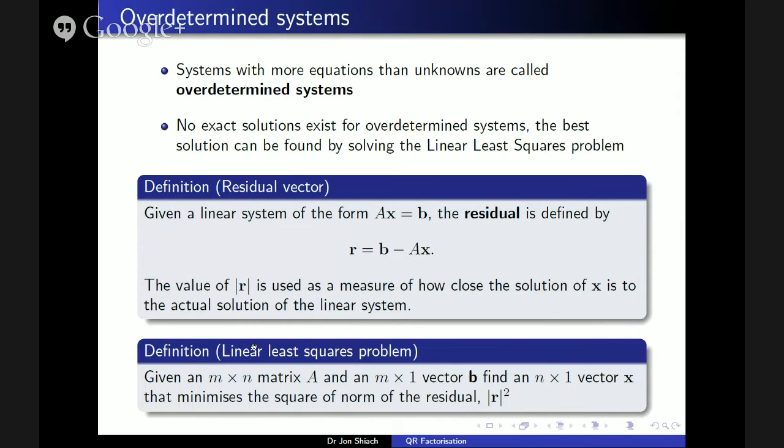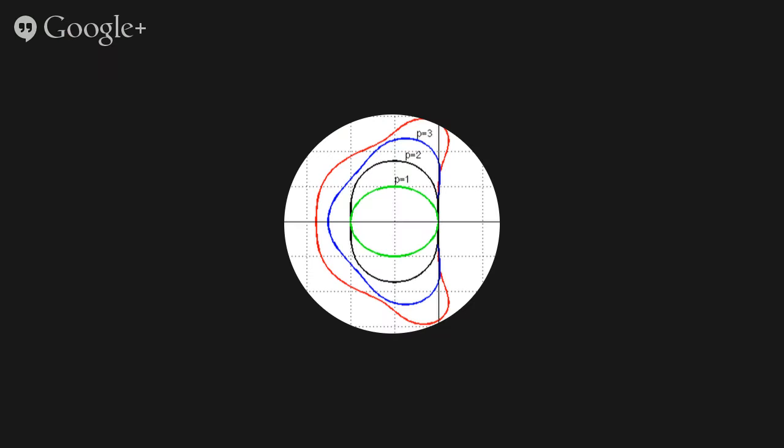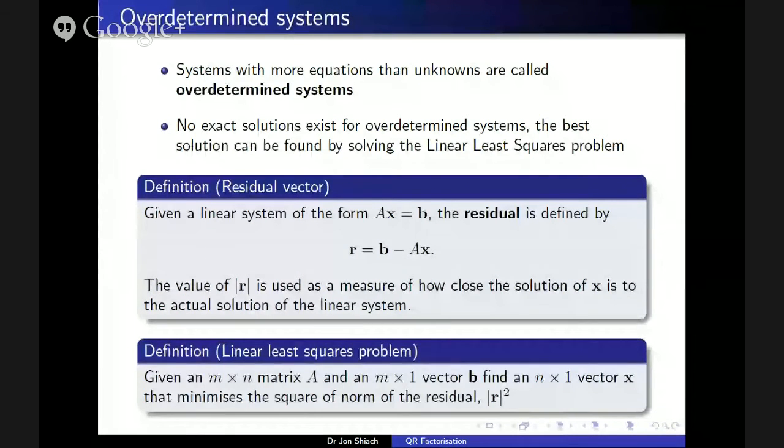Okay, the linear least squares problem. If you have an overdetermined system, you're looking for the vector x that minimizes the square of the norm, let's use the Euclidean norm, of the elements in the vector. So we're looking for the values of x which minimize the norm squared. That's our linear least squares problem.